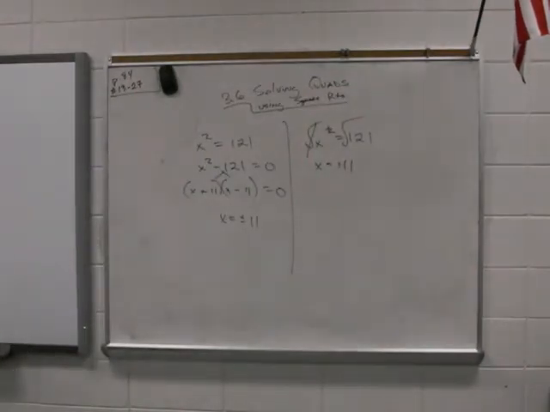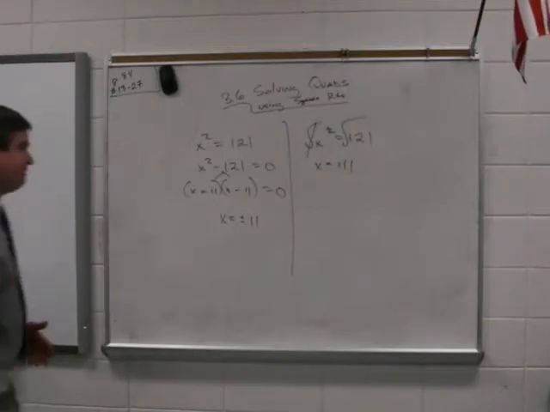So what you need to write in your notes is, when you square root both sides of an equation, write this down so you remember it. This is the number one reason people miss these problems. When you square root both sides of an equation, you must add what? Plus or minus.